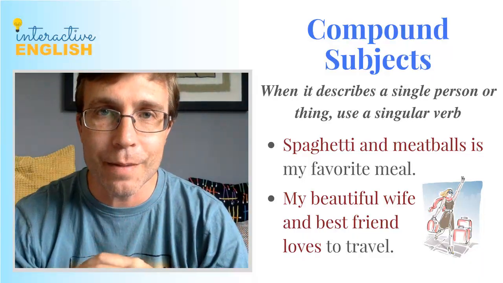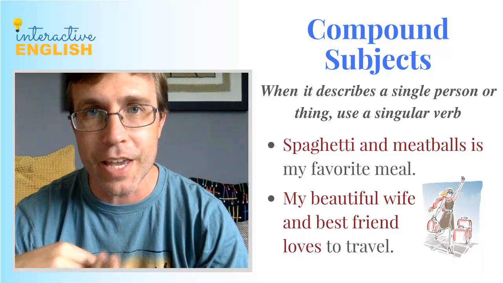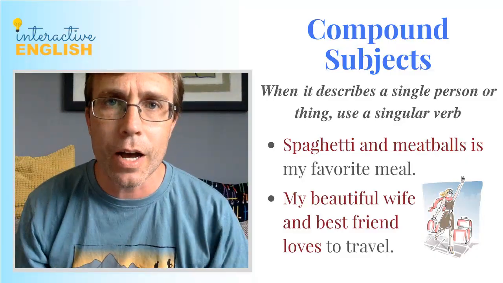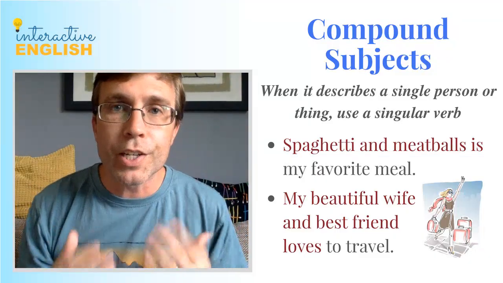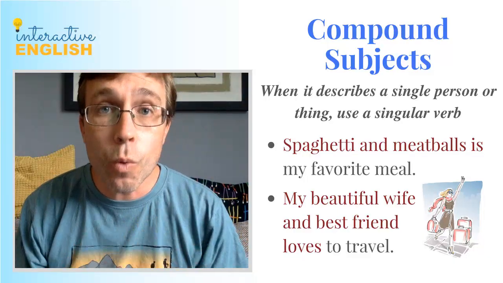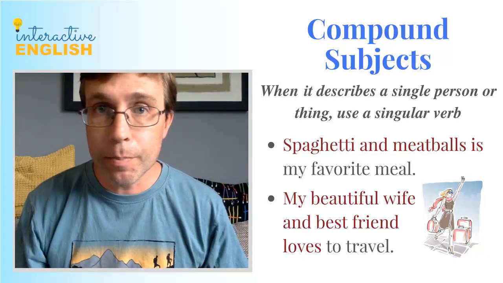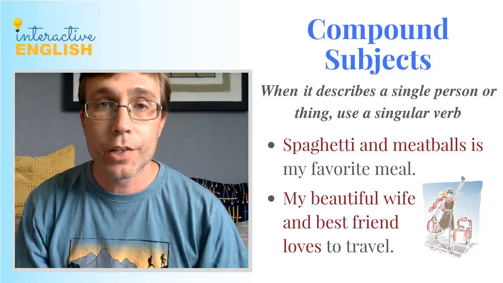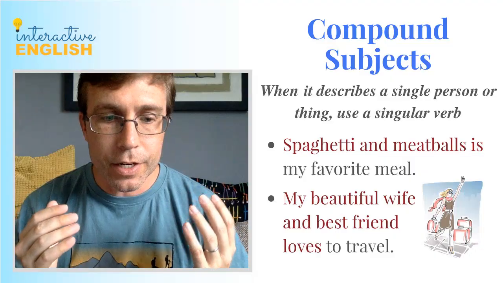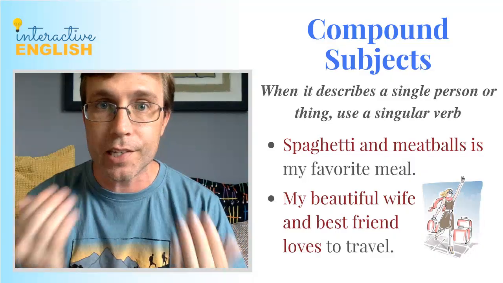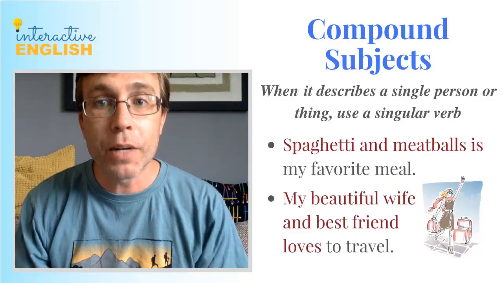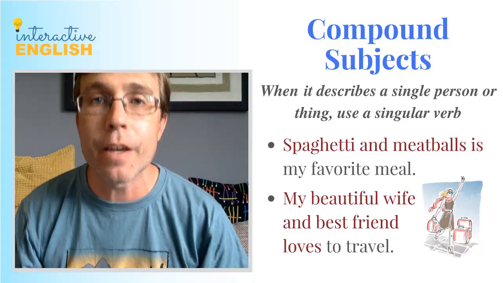When it describes a single person or thing, use a singular verb. So sometimes when we're talking about compound subjects, we're still talking about one thing or one person. And in this case, you want to use the singular verb. These are two perfect examples. So spaghetti and meatballs. When you think of spaghetti and meatballs, most people don't think of them as separate things. You think of it as one meal, one dish. Spaghetti and meatballs is my favorite meal.